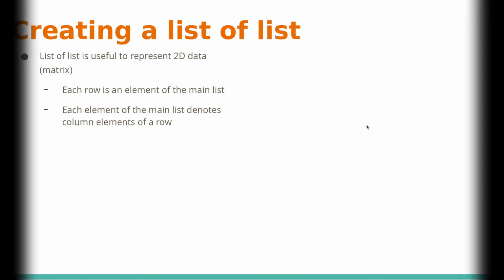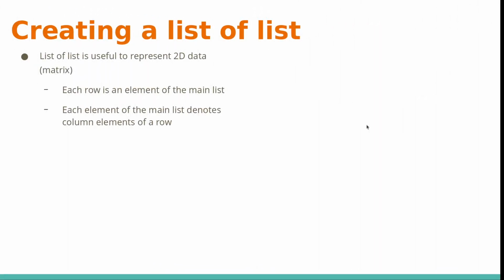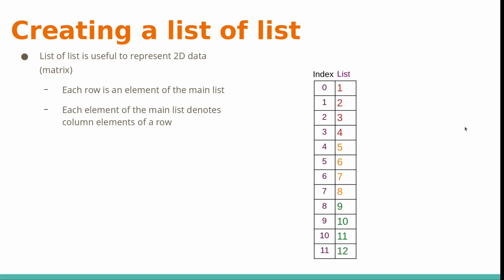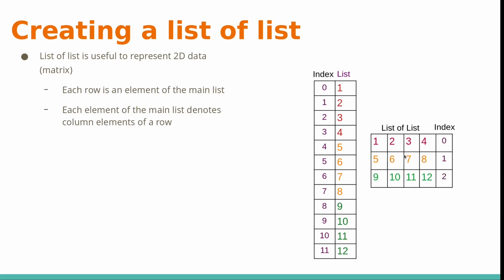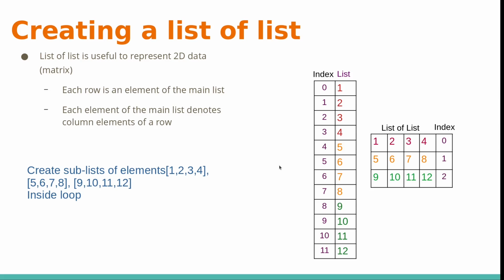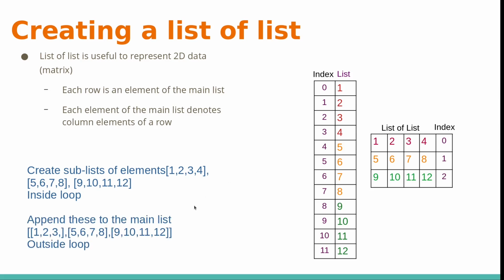Now, how about going from a 1D list to a 2D list? So here's my list of numbers. And what I want to do is put them into a list of 3 rows and 4 columns. To do this, I want to create the sublists 1, 2, 3, 4, then 5, 6, 7, 8, then 9, 10, 11, 12. This is what I'm going to be doing inside the loop. And then in the outside loop, I keep appending these values to the main list.